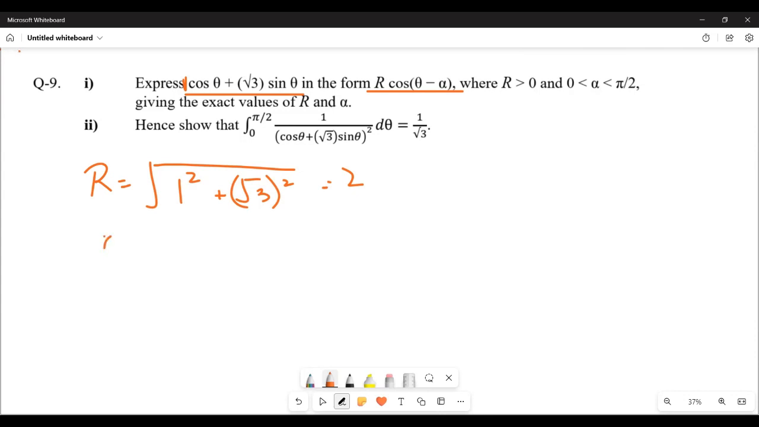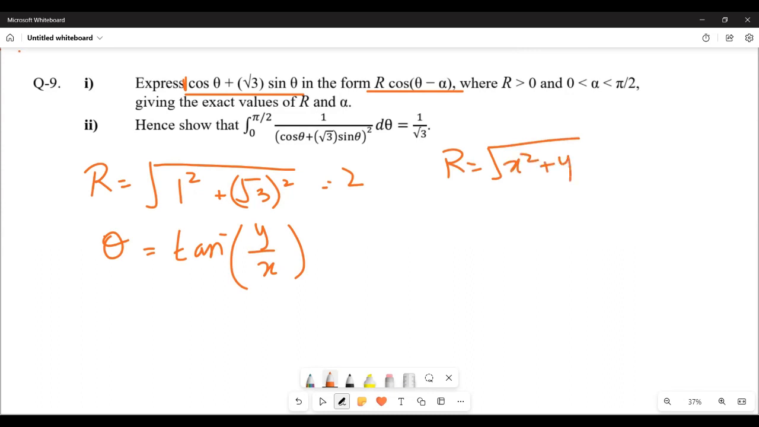And theta is tan inverse, the formula was y upon x. And the formula for r was square root of x squared plus y squared, where x is the coefficient of cos theta and y is the coefficient of sine theta. So we get tan inverse of square root of 3 upon 1, which in radians gives us pi by 3. Sorry, that's going to be alpha, not theta.